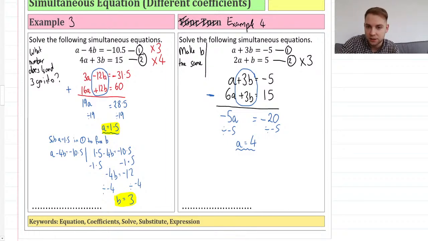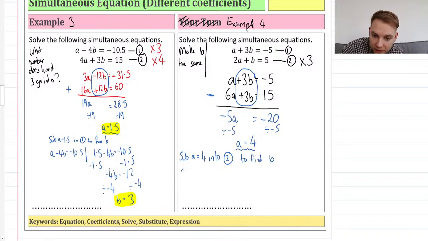The last thing we need to do is we just need to put this back into equation 1 to find out what B is. Now actually, it looks like it's easier because B is on its own to put it into equation 2. So I'm going to sub A equals 4 into equation 2 to find B. Now remember, the reason I've subbed it into 2 and not 1 is because it's just a single B on its own, which means that it's actually easier to do that.